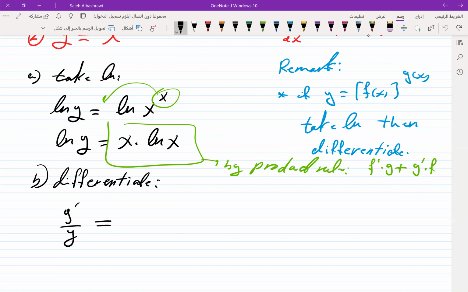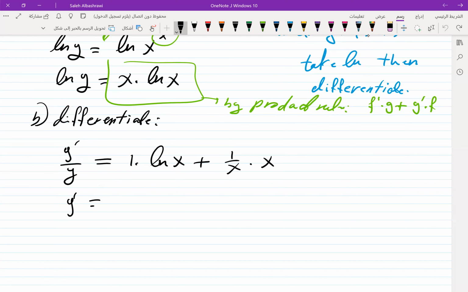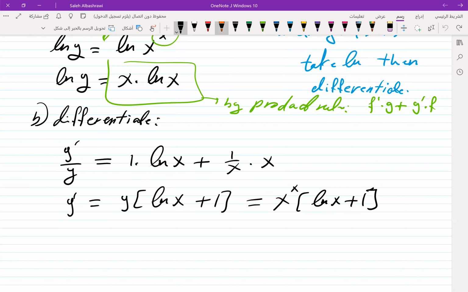is equal to, by the product rule, 1 multiplied by ln of x plus the derivative of the second function, which is 1 over x multiplied by x. So y prime is equal to y multiplied by ln x plus 1. Because y is x to the power x, a very small function, I can write it directly. So this is the derivative. It is x to the power x multiplied by ln x plus 1.